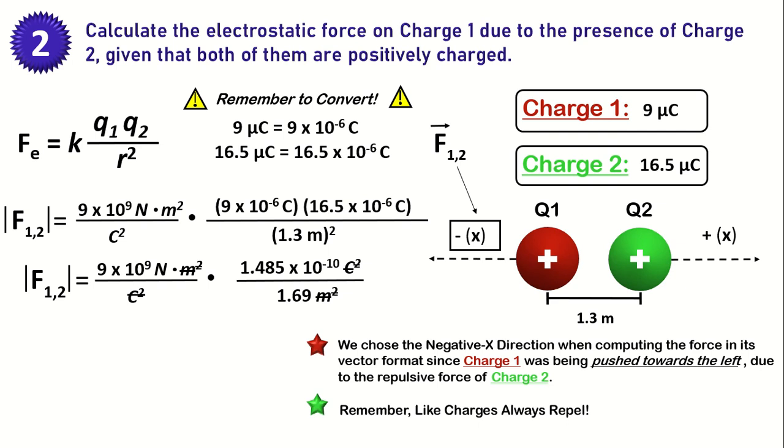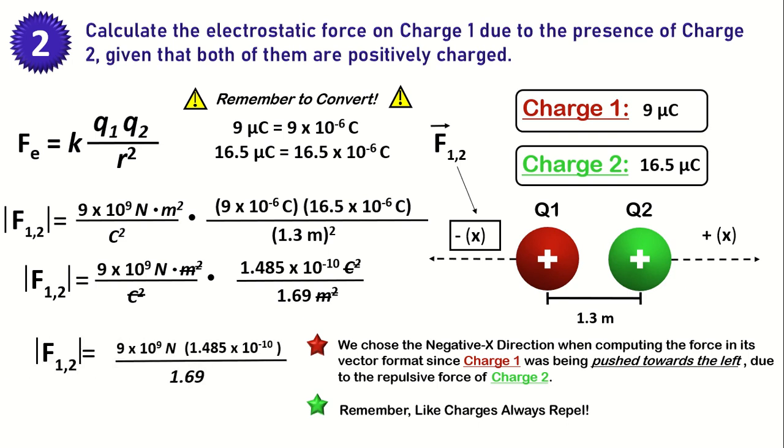So simplifying this a little bit, 9 times 10 to the minus 6 coulombs times 16.5 times 10 to the minus 6 coulombs would yield a value of 1.485 times 10 to the minus 10 coulombs squared, and squaring 1.3 meters would yield a value of 1.69 meters squared. Notice that once again the coulomb squared and the meter squared cancel each other out, as they're both in the numerator and denominator of this expression. So now we're just left with the newton, which is a good thing because that's what, like we said before, electrostatic force is measured in.